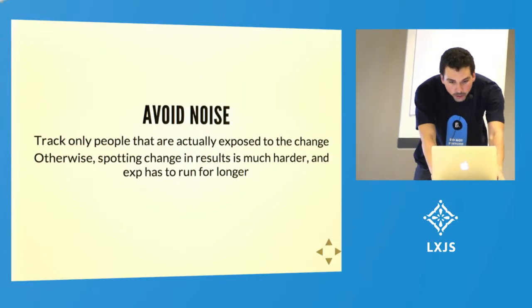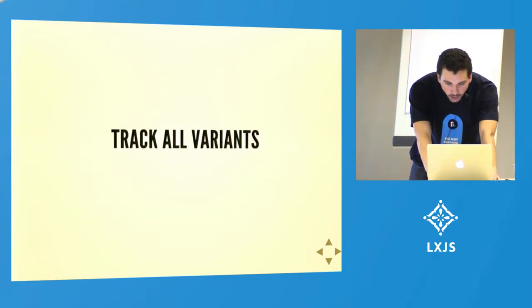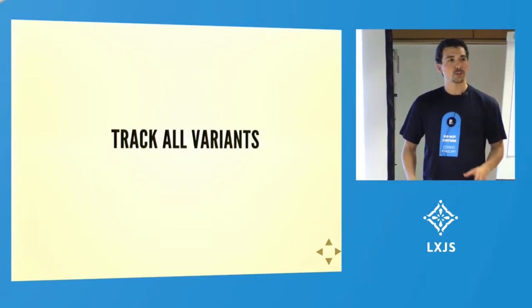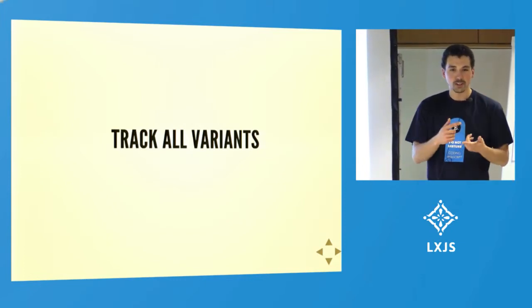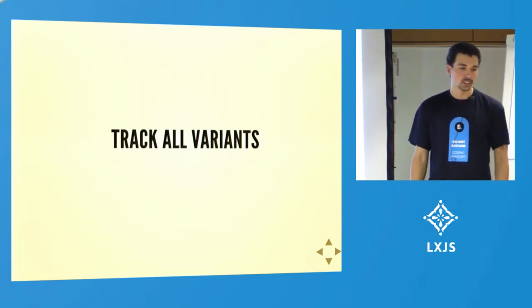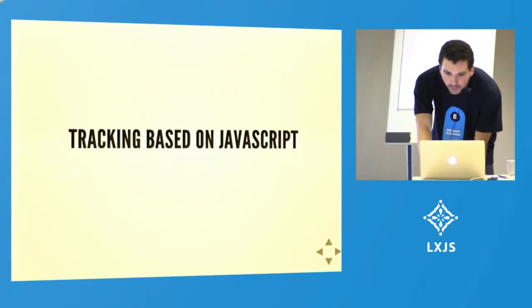Avoid noise, as I mentioned. Otherwise, you need to run the experiment for longer. This is where I have screwed up: I don't track all the variants. I forget one variant. I do my checks, and then when I look at the results, I see visitors in, I don't know, control, but I don't see them in variant 1, or vice versa, and I'm like, okay, what's going on? And obviously, I forgot to include people in the experiment.